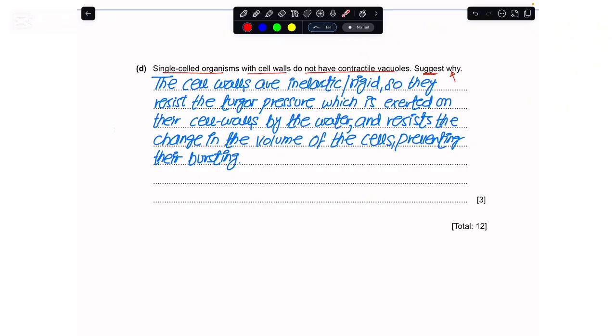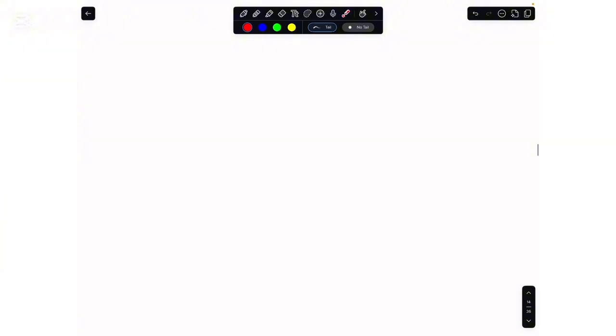And when the cell wall is resisting the pressure, this would resist the extra entry of water, and the volume of their cells would not change, and this would prevent their bursting. So this is how you would score a total of 3 marks for this.